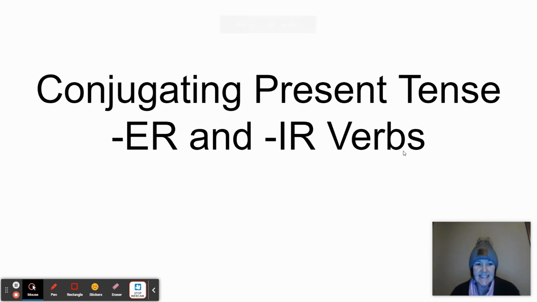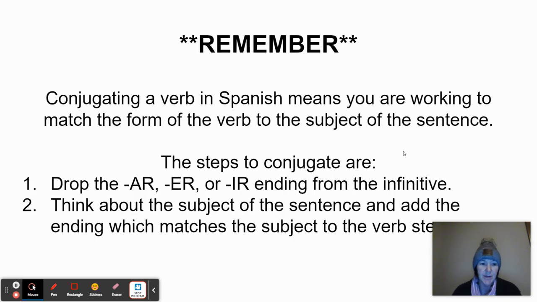Good morning, students. Today we are going to work on reviewing how to conjugate a present tense ER and IR verb. So remember, when you are conjugating a verb in Spanish, that means you are working to match the form of the verb to the subject of the sentence. So whether that's a subject pronoun like he, she, it, they, you formal, or it's an actual subject like Juan, Luna, you are going to try to match that verb ending so that you get the right conjugation.